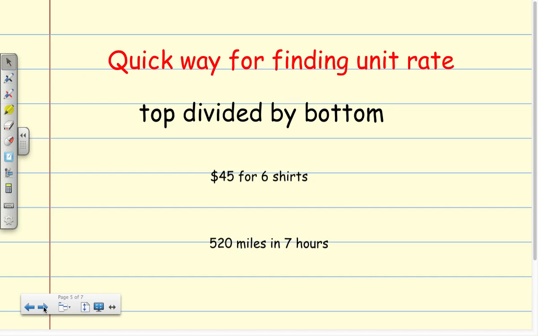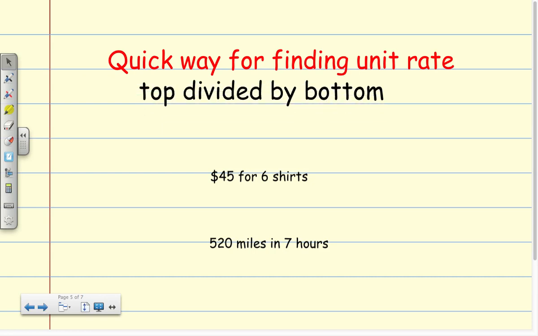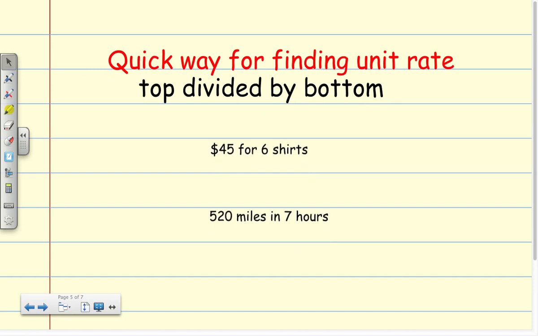So if I have $45 for 6 shirts, and I want to know how much for 1 shirt, well, now I can use this new strategy, 45 or top divided by bottom. First I have to understand, what am I really asking myself here? I'm asking how much money per shirt. So we're looking at dollars.